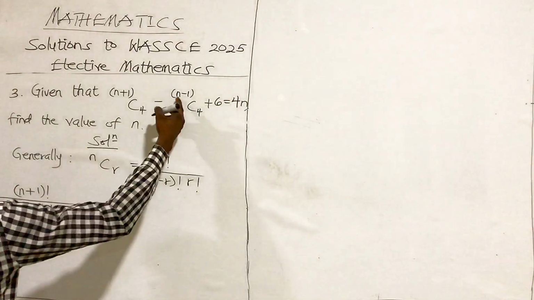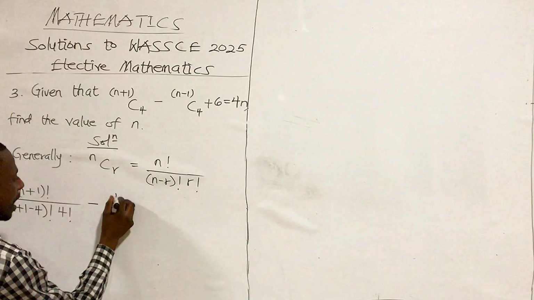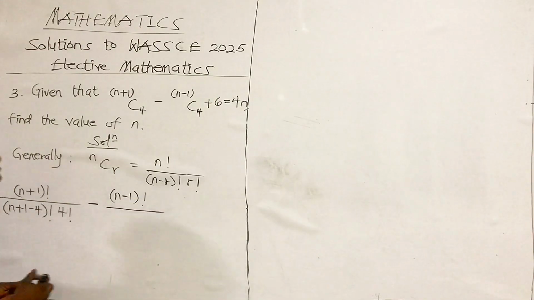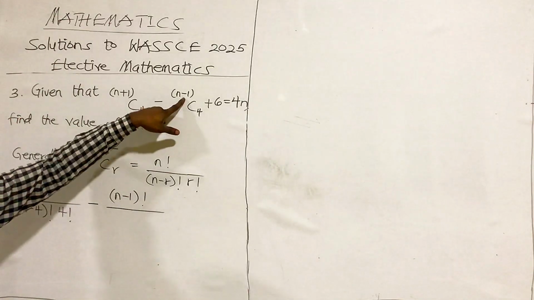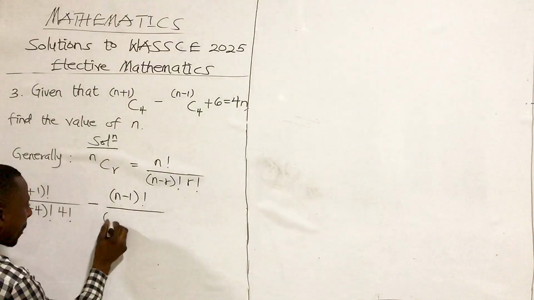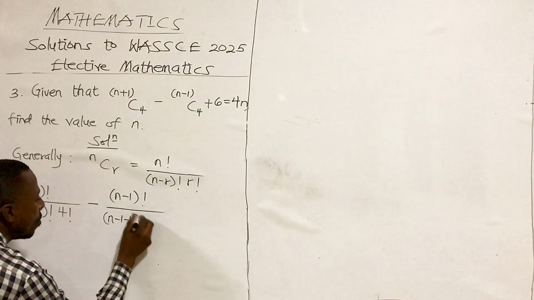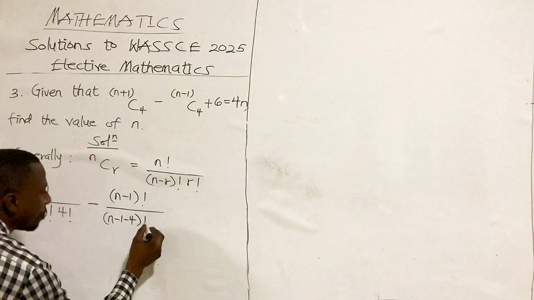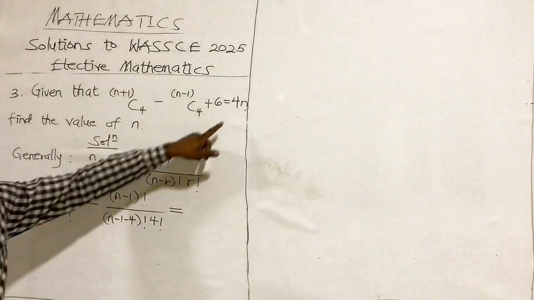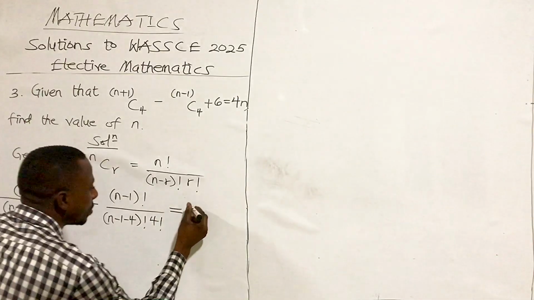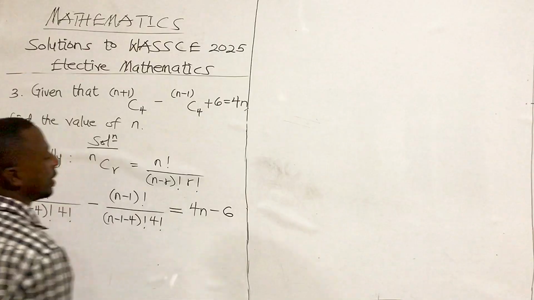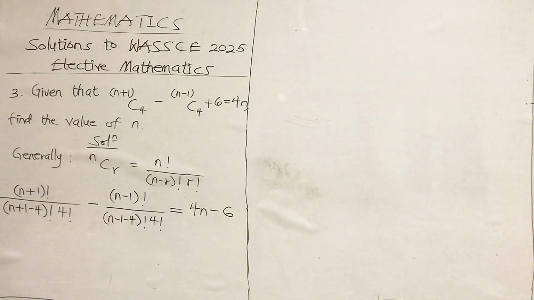Minus, over here we also have n minus 1 factorial all over n minus 1 minus 4 factorial, then the 4 factorial, which is equal to 4n. Then when I bring the 6 here, it is going to be negative 6.